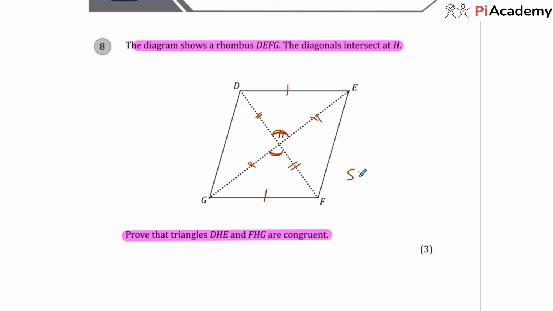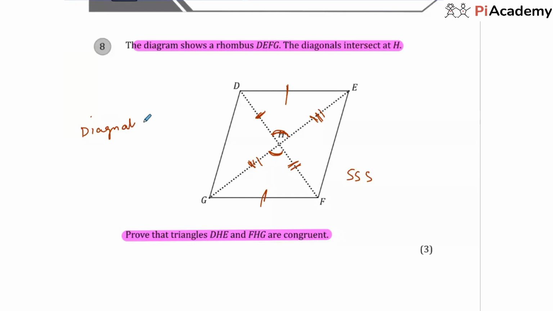SSS congruency. By SSS congruency, basically, you don't even need angles. See, this side is equal to this side, this side is equal to this side, and this side is equal to this side. So by SSS congruency, these two triangles are congruent. DHE and FHG are congruent, right? What are the properties we are using? All the sides are equal in a rhombus, and diagonals bisect each other.